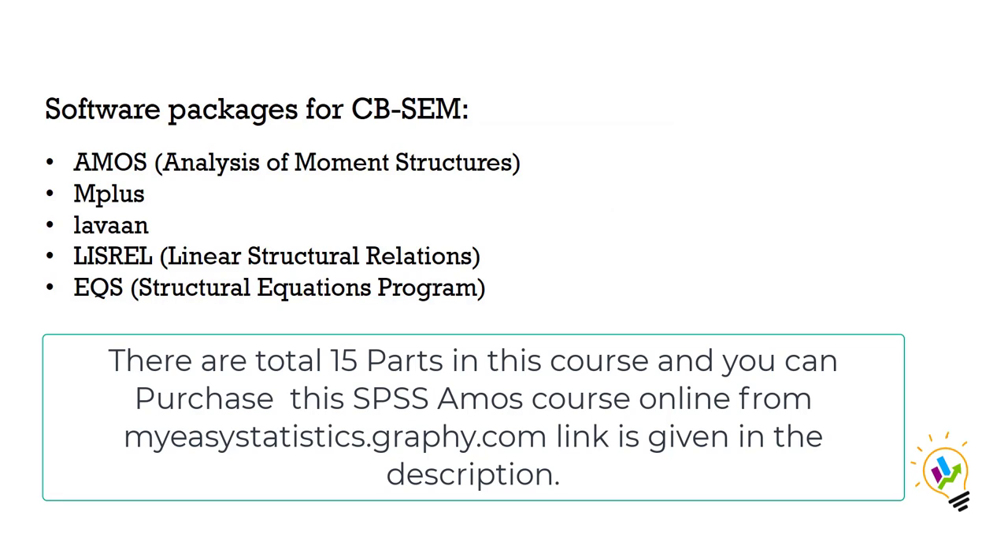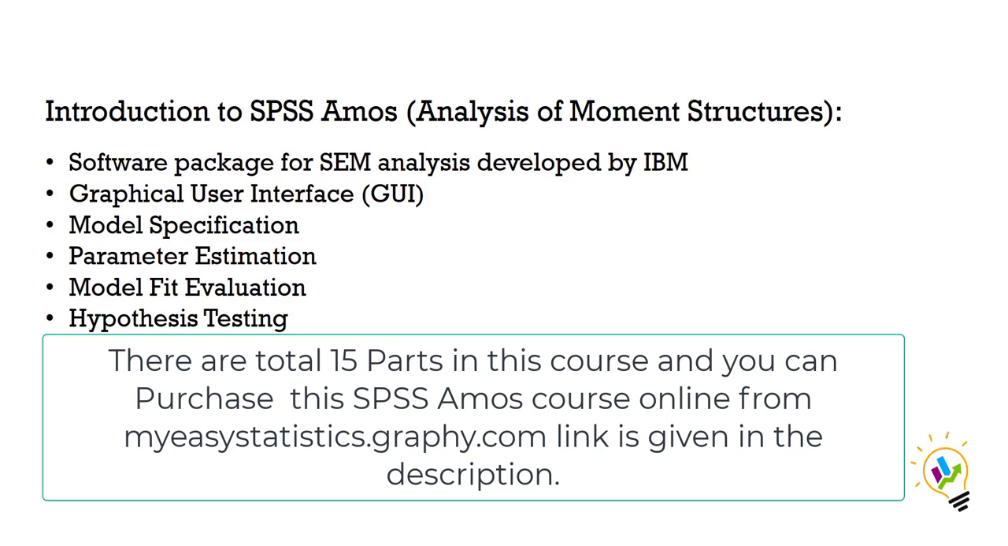And software packages for this covariance based SEM, the first one is Amos, analysis of moment structures. That's what this course is for. We are doing the course basing on Amos only. Mplus, this is a very famous software for structure equation modeling. Lavaan, this Lavaan is a package in R language. R is an open source language where Lavaan is a package in that, and we can do a lot of analysis basing on this package. LISREL, EQS, these also work on covariance based structure equation modeling. So we will discuss about this SPSS Amos.